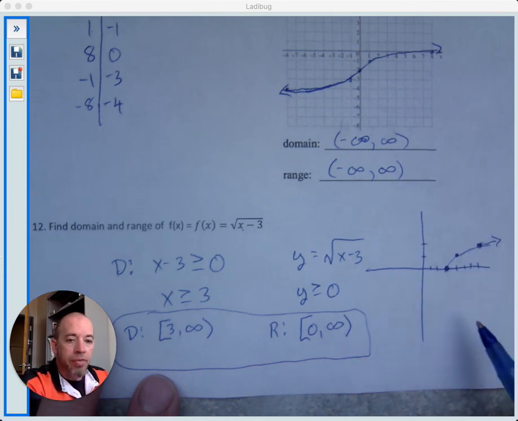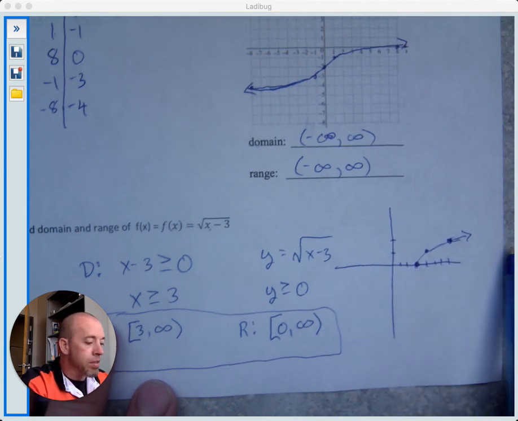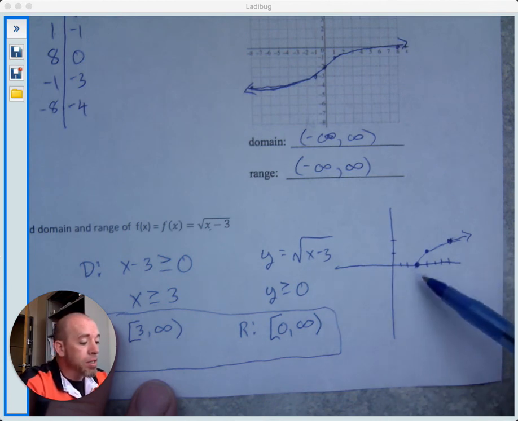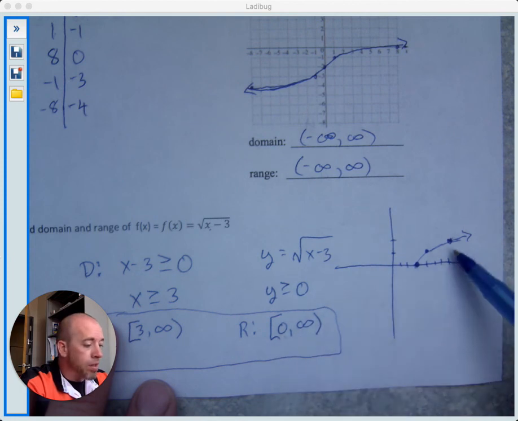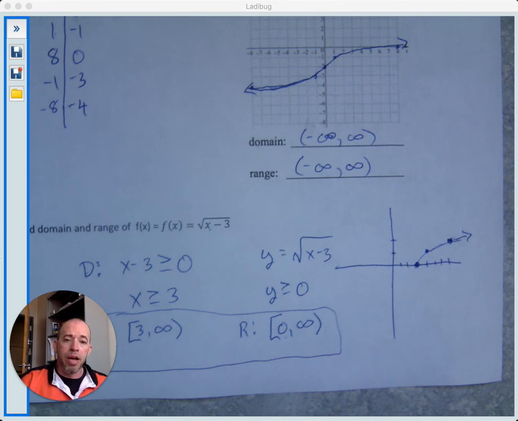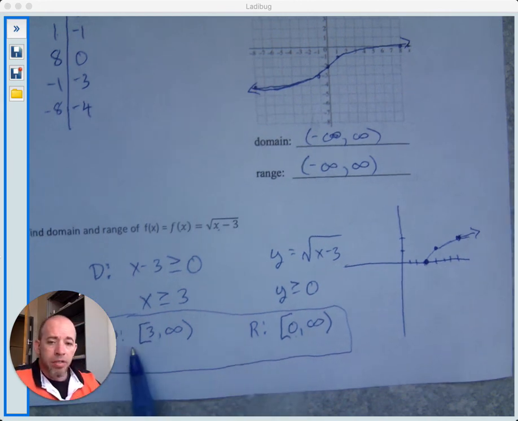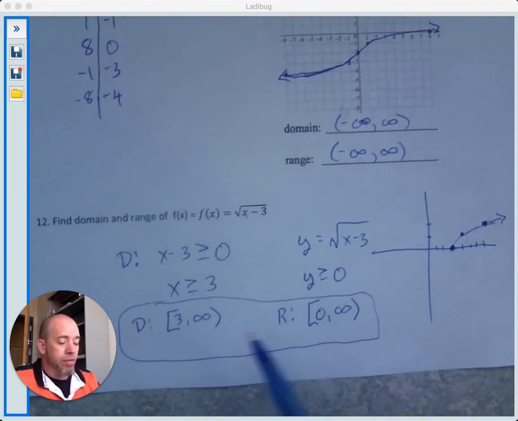If we look at that graph, we can see the domain is 3 to infinity. Starts at 3 on the left, goes off to infinity on the right. If you look at the range, 0 is your smallest y value, and it's going to go up forever, so we go to infinity. So you might find it useful to graph the equation to find the domain and range, but it's not completely necessary. I like to graph to verify that what I found here is correct, but you may find graphing it first and then finding domain and range will work better for you.